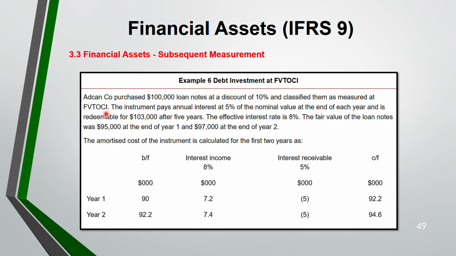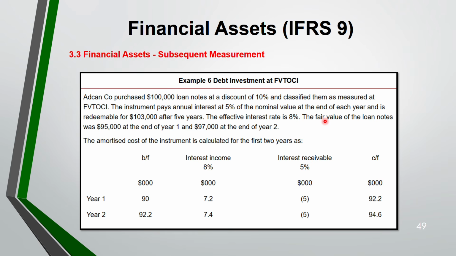Remember, this is OCI. Earlier it was amortized. The only thing is that it has now been changed to OCI. They are paying interest at 5%, redeemable at 103, effective interest rate 8%. Now they have given you the fair value of the loan. Remember, whenever they give you a fair value, understand that it is either fair value through OCI or P&L, not amortized cost. Otherwise, they would not give you the fair value. This is a hint for you.